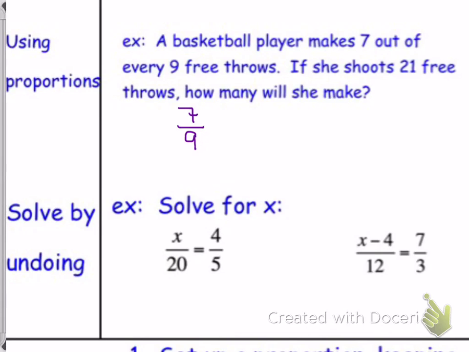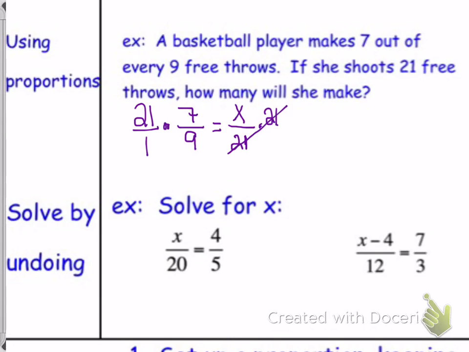Okay, so she makes 7 out of every 9. And I want to know how many will she make if she shoots 21. So if she shoots 21, here's my variable. Now remember that we are going to solve this by undoing. That means we're going to multiply both sides by 21 to cancel that out. And what you do to one side, remember you need to do to the other. Multiplying fractions, you multiply straight across.